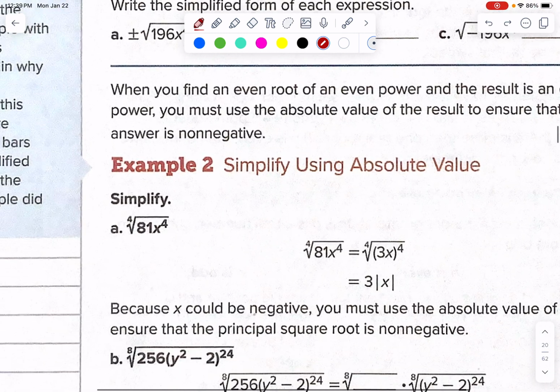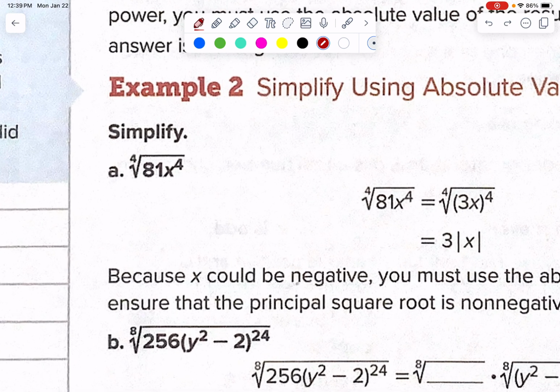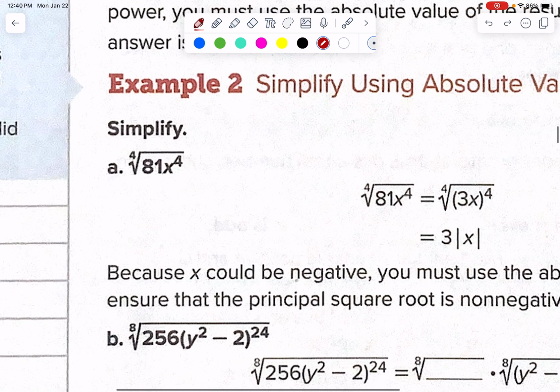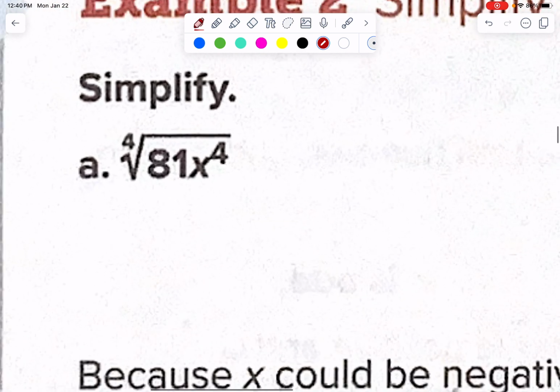Let's go to the next one. Simplifying using... I don't necessarily want to do absolute value. Don't worry about the absolute value part of it. Let's just do this like we have been doing before. This is the 4th root. So I'm doing the base 81, and I want to know what number do I take times itself 4 times to get 81? And I think it's 3. If you take the 4th root of 81, it's 3. 3 times 3 times 3 times 3, 4 times gives me 81.